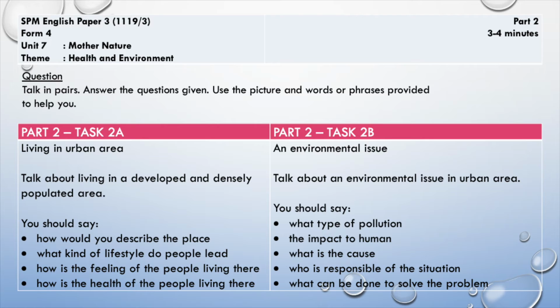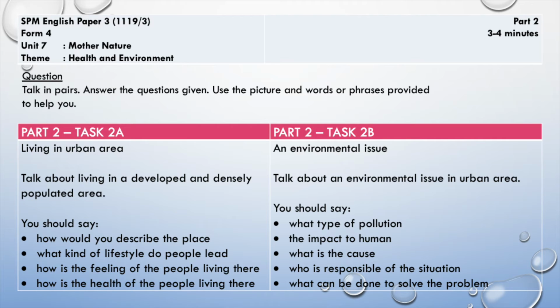For part 2, task 2A, living in urban area. Talk about living in a developed and densely populated area. You should say, how would you describe the place? What kind of lifestyle do people lead? How is the feeling of the people living there? And lastly, how is the health of the people living there? This shall be answered by candidate A.